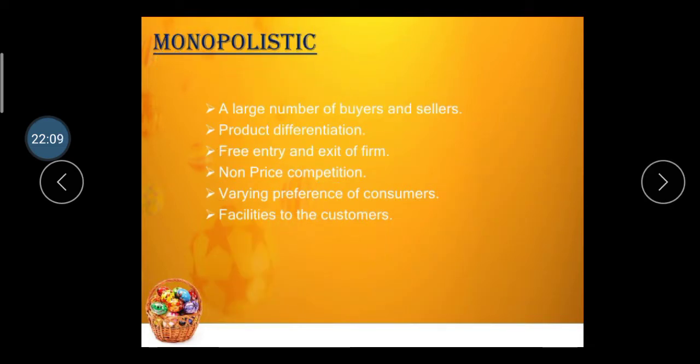Then after, in the imperfect market there are three types. The first type is monopolistic competition. What is the meaning of that? A large number of sellers and buyers are available in this market. Products are differentiated in the market because it's an imperfect market. Then free entry and exit of firms. Then no price competition in this imperfect market.